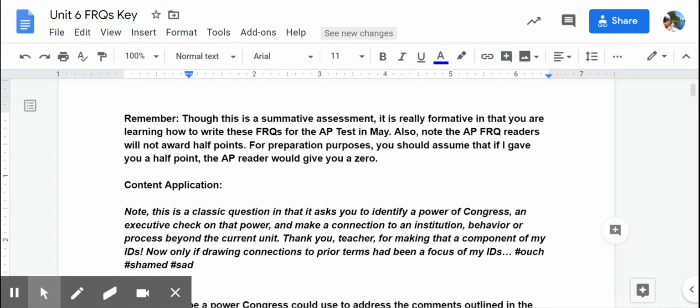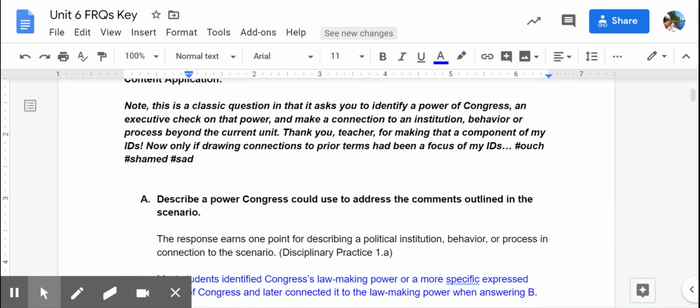Last year, Edina's average on the content application question was a 2.3. The global average was a 1.8. As a result, your teachers feel confident and good about your preparation for this type of FRQ. Note, this is a classic question in that it asks you to identify a power of Congress, an executive check on that power, and make a connection to an institution, behavior, or process beyond the current unit.